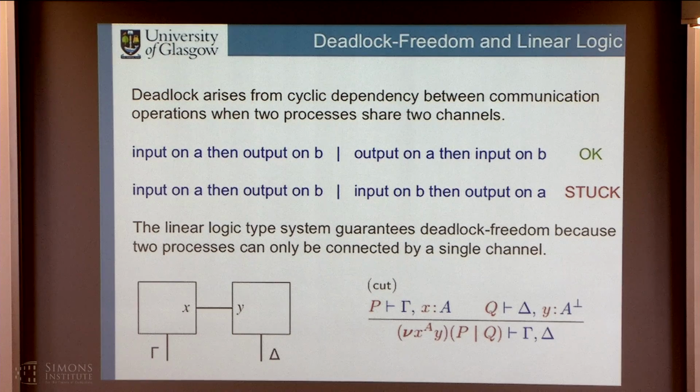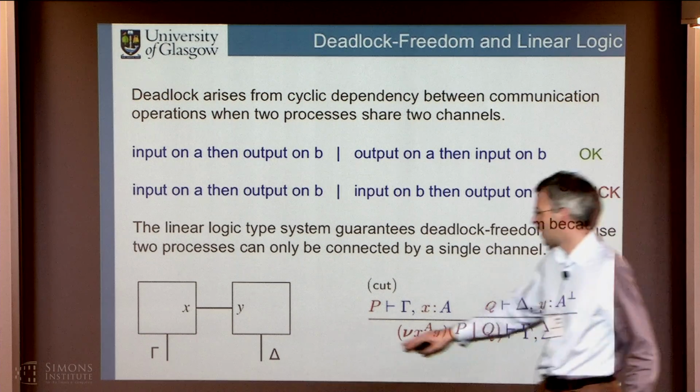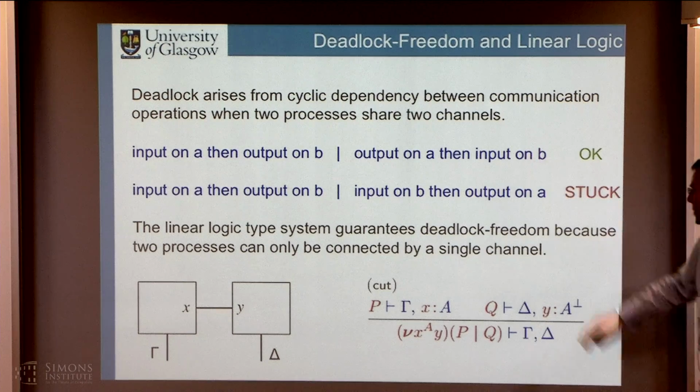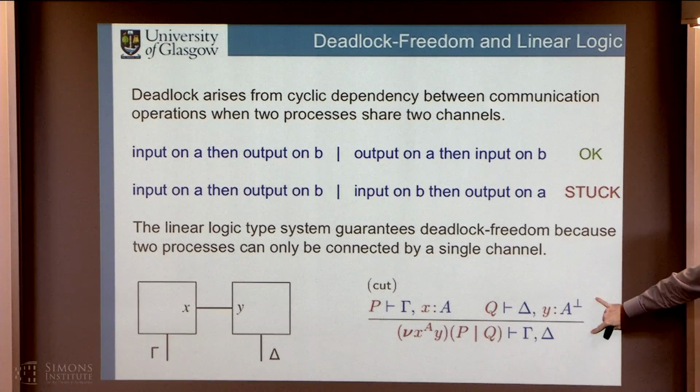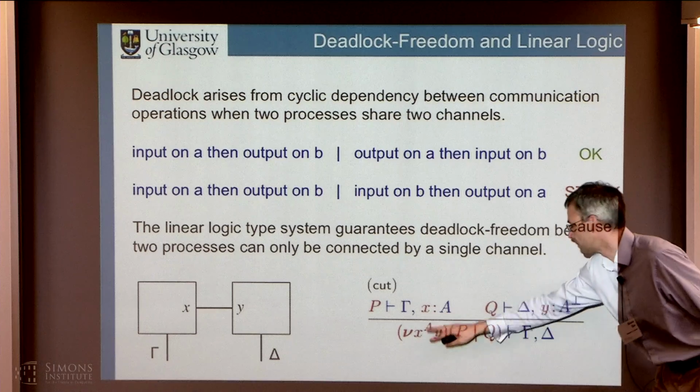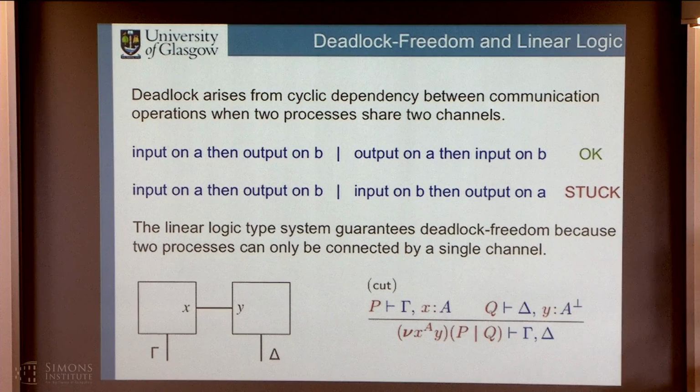And one feature of this Curry-Howard setup with session types and linear logic is that the type system, as well as guaranteeing correct communication in the sense that messages are always of the expected type, also guarantees deadlock freedom by imposing a very strong condition that you can only connect processes by a single channel, and that stops this situation arising. So this is the cut rule in classical linear logic, which enables you to plug two processes together on channels of dual types. So you can't make any cyclic connections.